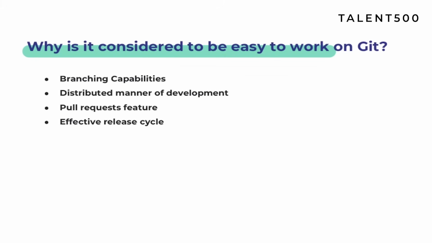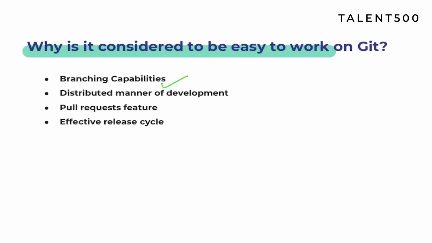So now let's discuss what are the major features of Git which have made it easier to work. The first one is branching capabilities. What do you mean by branching capabilities? If you have the option of branching capabilities, all your developers can go ahead and work on multiple branches for the different features of the project.